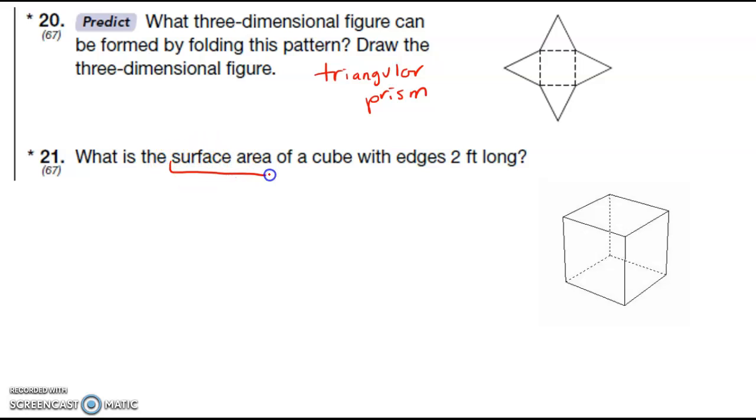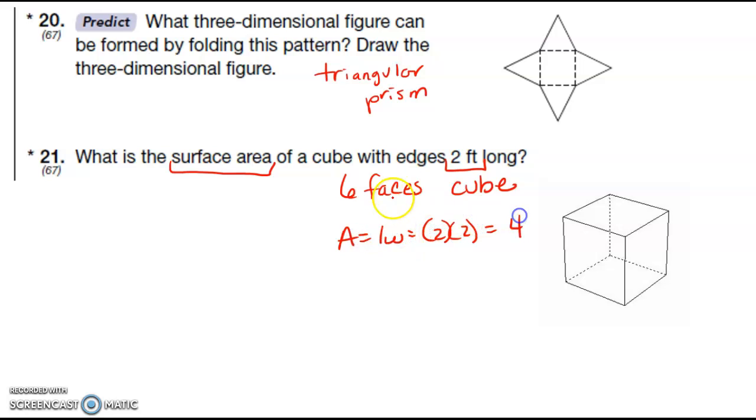And what is the surface area of a cube with edges 2 feet long? Again, we have 6 faces on a cube. The area of one face is length times width, which is 4. So then I do 6 times 4 to get the total surface area of the cube, and I get 24.